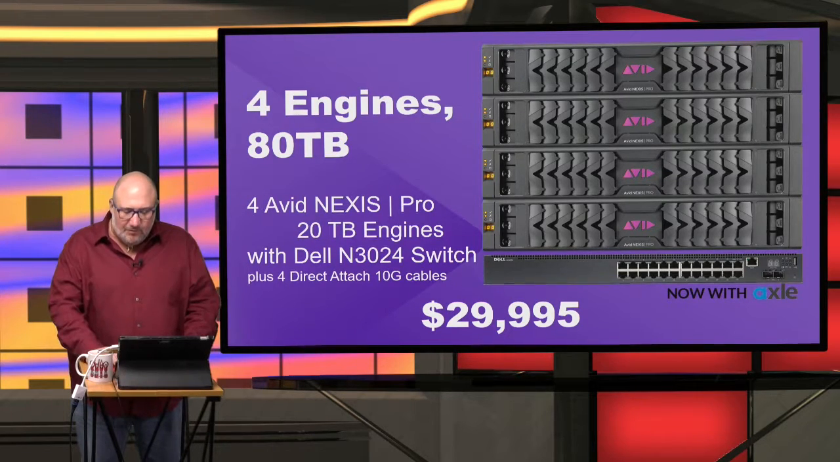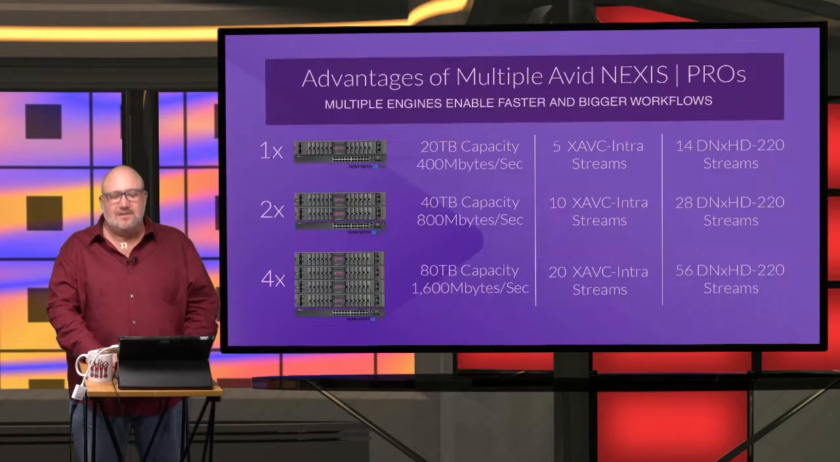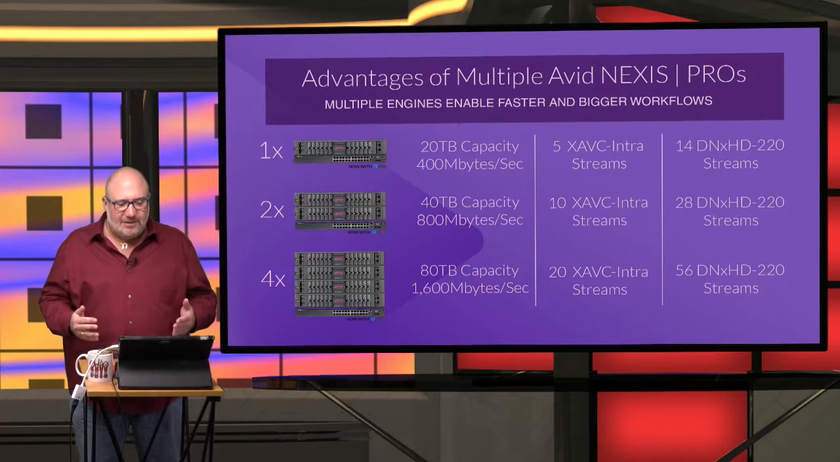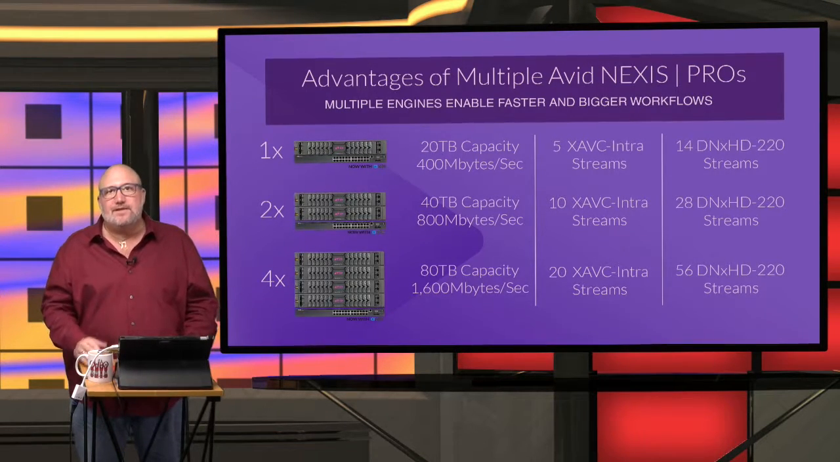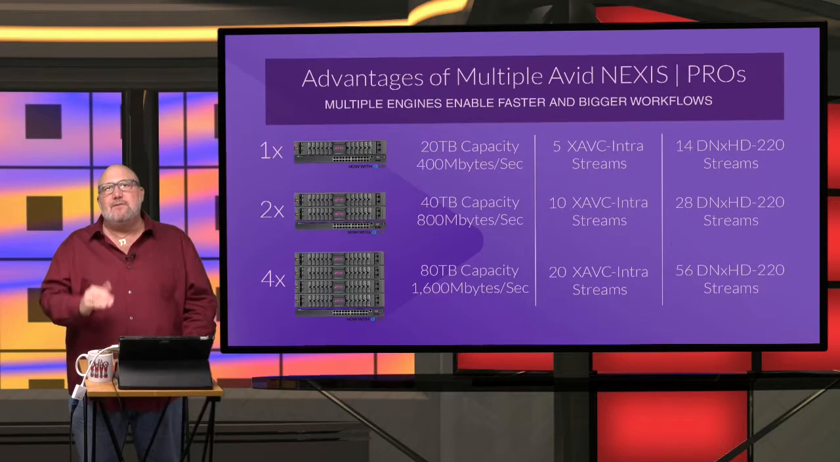But there's something very important with the Nexus Pro storage, and that is it scales linearly. So what am I talking about? When you have one Nexus Pro engine, you have 20 terabytes, 400 megabytes per second, which is about the equivalent of handling 5 XAVC Intra streams or 14 DNxHD 220 streams. Add 2 engines, double the streams: 10 XAVC Intra or 28 DNxHD 220s. 4 engines, quadruple the streams: 20 XAVC Intra streams, 56 DNxHD 220 streams. With 4 engines, you can have multiple people handling 4K footage.